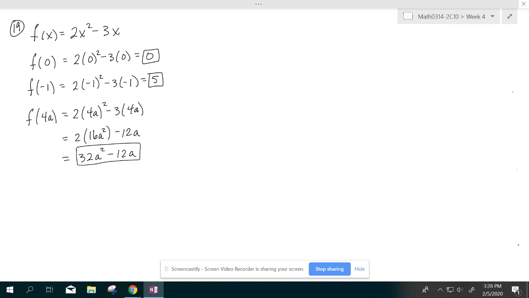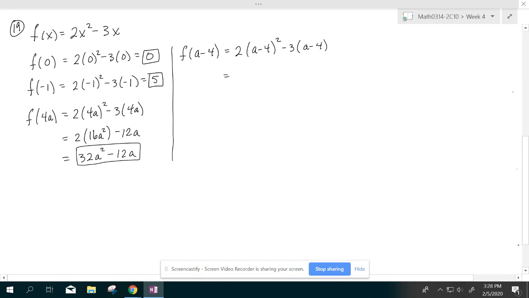Okay, I'm not done. I got another part I want to do. Let's do f of a minus 4. This is going to be more exciting. Okay, so now what am I going to replace every x with? A minus 4. That'll be 2 times a minus 4 squared, minus 3 times a minus 4. Every x gets replaced with a minus 4.